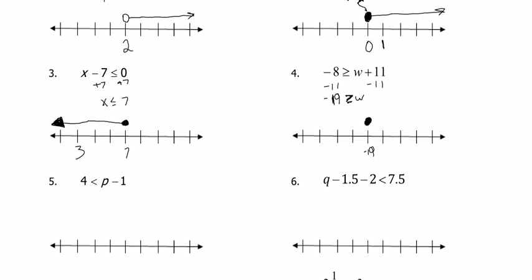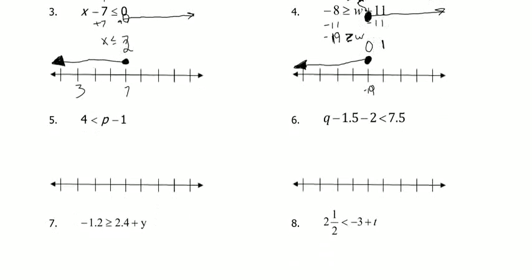So, w is everything smaller than negative 19. Okay? So all of this over here is w. We could plug in anything we want over here in place of w, and it would work. Okay? Alright. Moving along here.